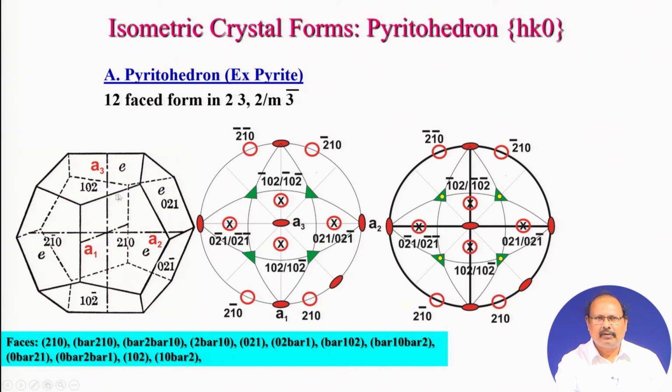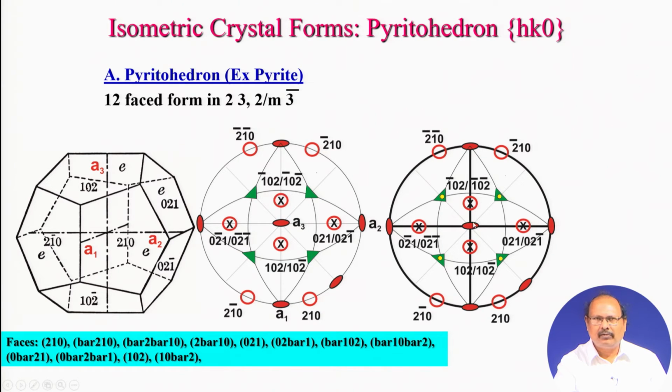You see that each face is a pentagonal shaped face here, and this is the one in a cube. These are the positions of the A1 axis, A2 axis and A3 axis here, and you see that all these faces here, 2 1 0, 0 2 1 and 0 2 bar 1, intersect at this point. This is the position of a triad here. Now, we have seen this 12-faced form using this particular point group of symmetry 2 3. So, if you change the point group of symmetry to 2 over m bar 3, what happens?